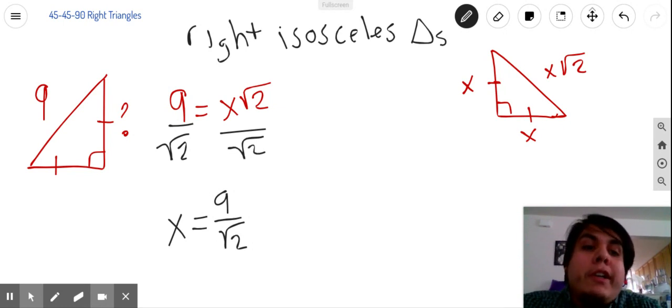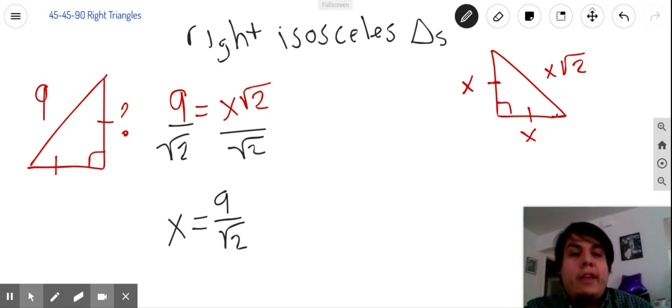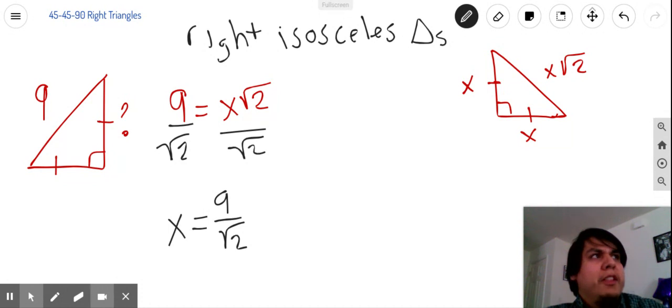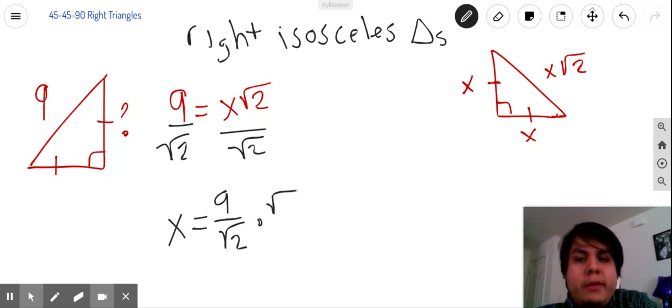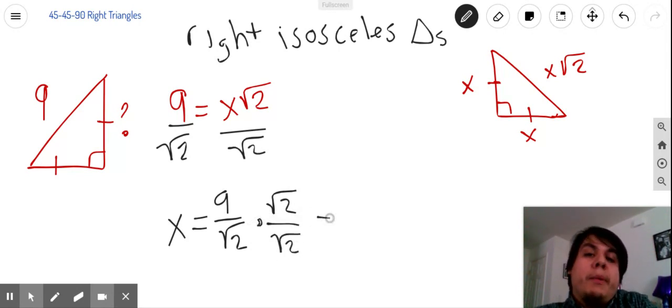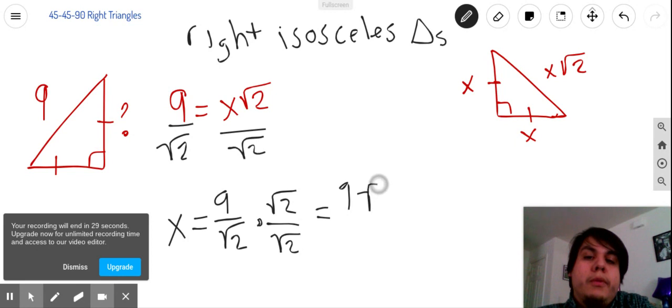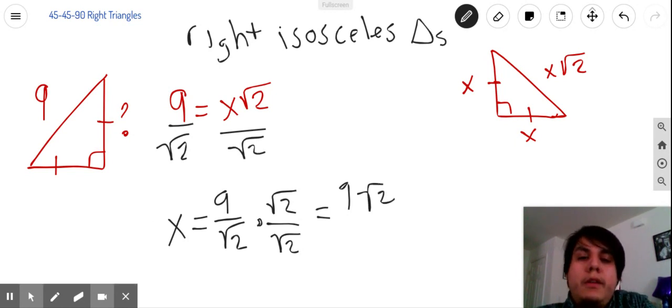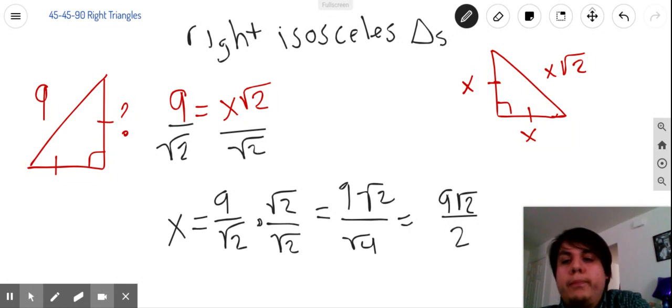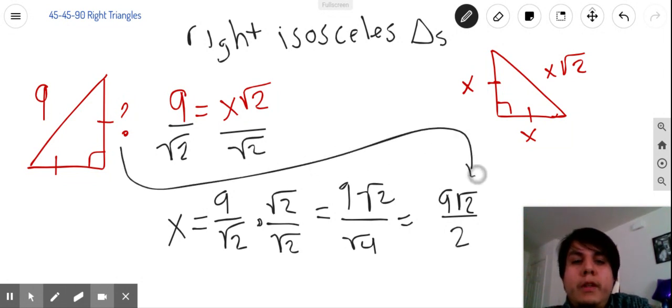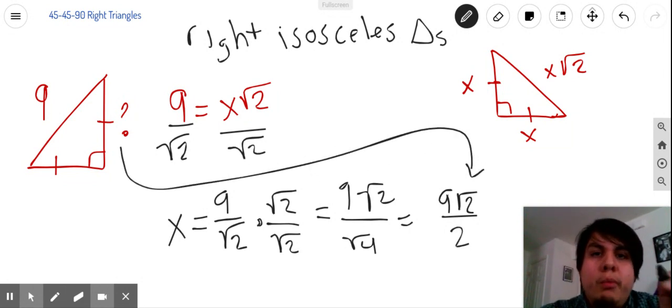But last unit, we talked about how we don't really like working with that. So we're going to rationalize the denominator. So multiply top and bottom by radical 2. That way we end up with 9 root 2 divided by square root of 4. So we could say that the missing side should be 9 root 2 over 2. And that's how we use it. We just try to see where it applies.